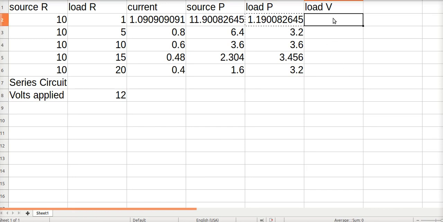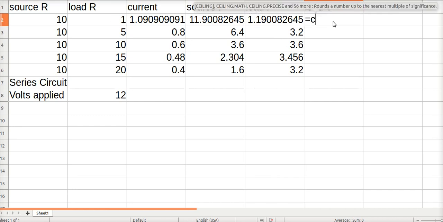And then my load voltage is my current times my load resistance. So here I'm having you do the power, but I just want to know the load voltage. We're putting 12 in. How much voltage are we actually getting across the load? So we're going to calculate that now. Load, my current is C2, my load resistance is B2, so my load voltage based on Ohm's law is C2 times B2.